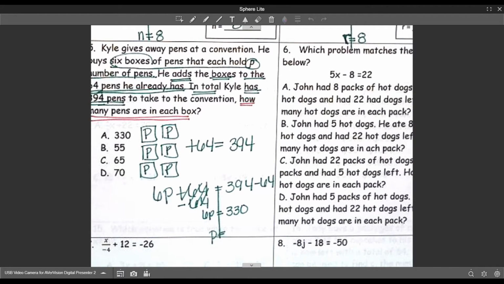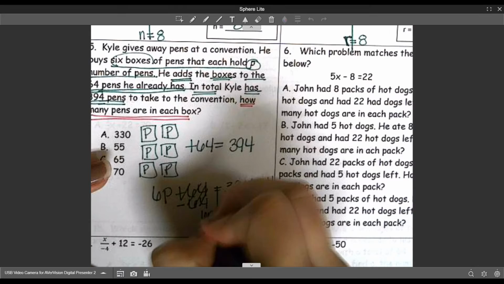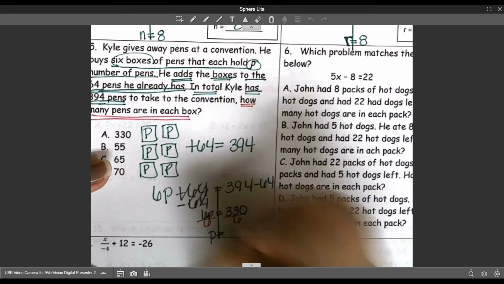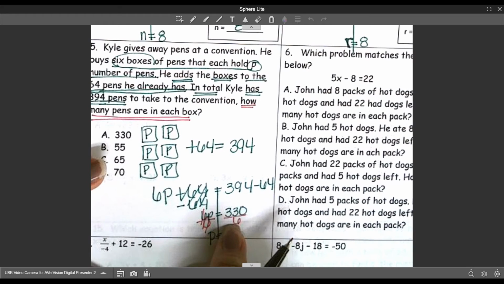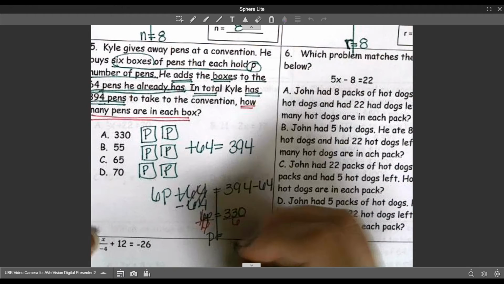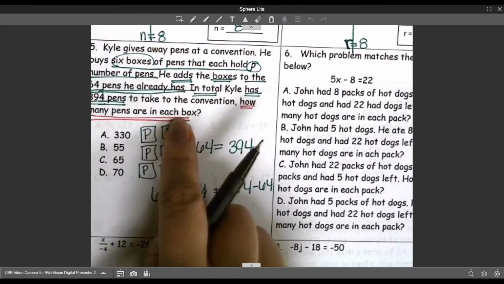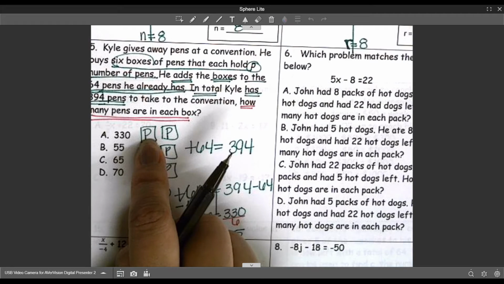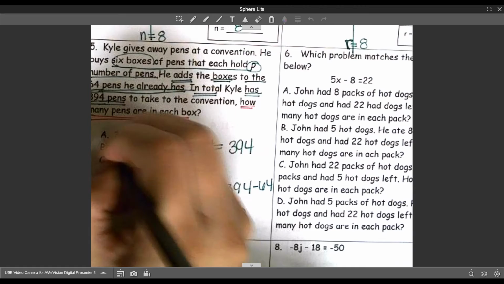What is my next step? How do I get rid of that 6 next to the letter P? You're absolutely right. Instead of multiplying times 6, I'm going to divide by 6. This cancels out. I'm left with P, and 330 divided by 6 gives me 55. So P equals 55. How many pens are in each box? Each box has a P, which means P equals 55. So in each box, I have 55 pens.